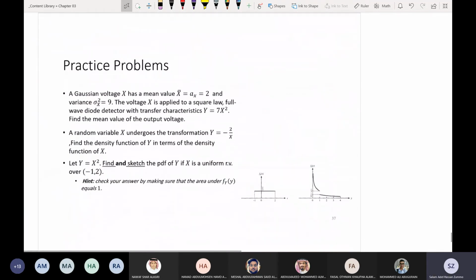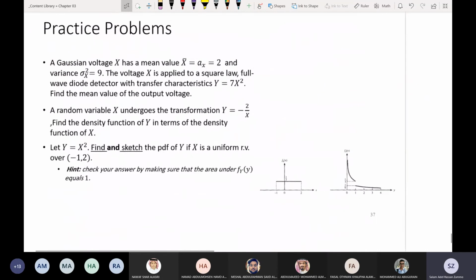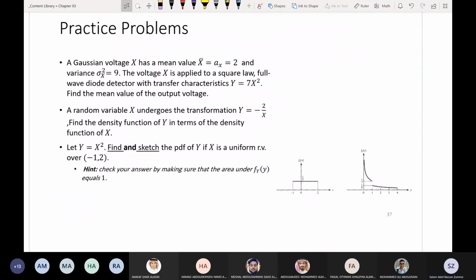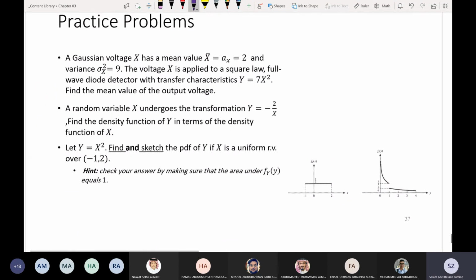Now the last practice problem I want to go through is this. Now we are not in the discrete range, this is a continuous random variable. So we have x as a uniform random variable over -1 to 2, and we have y equal x squared. Find and sketch the PDF of y.